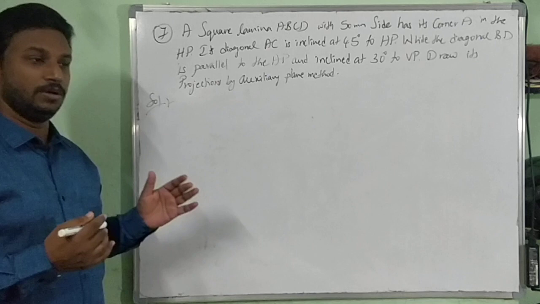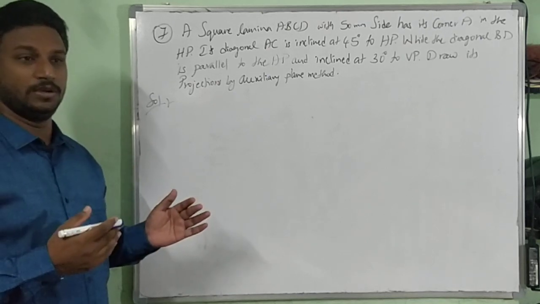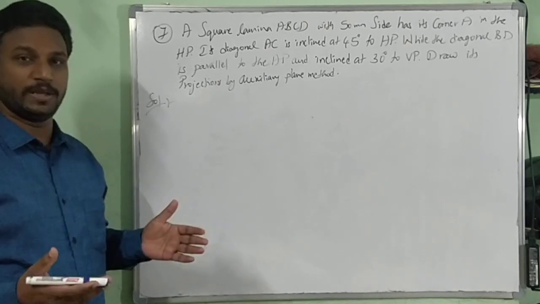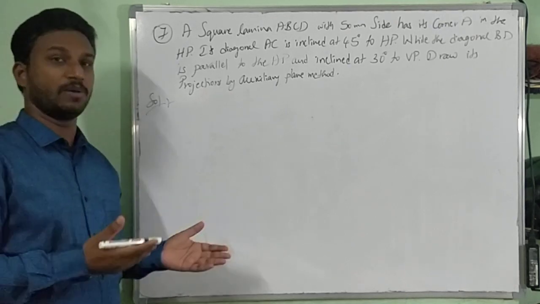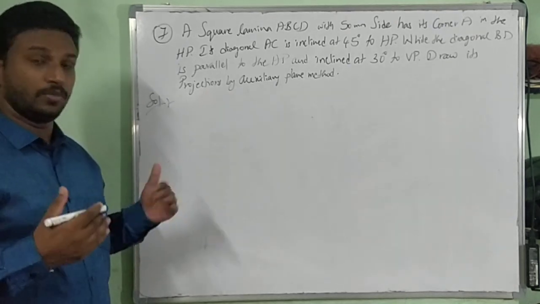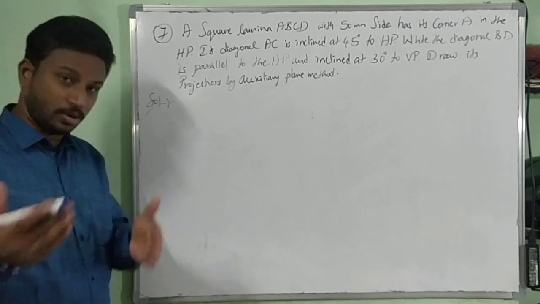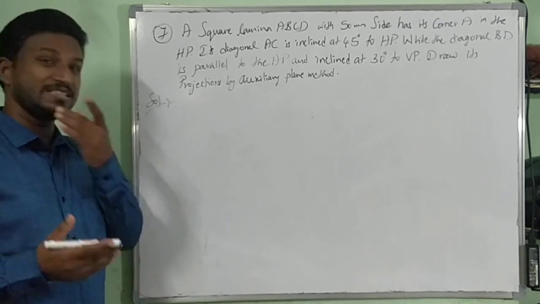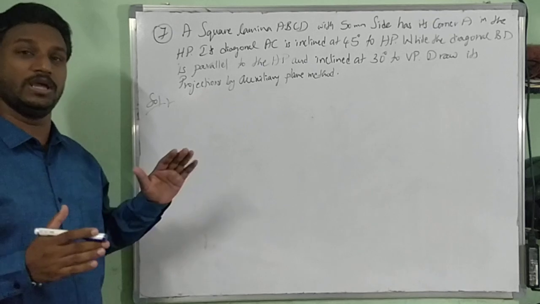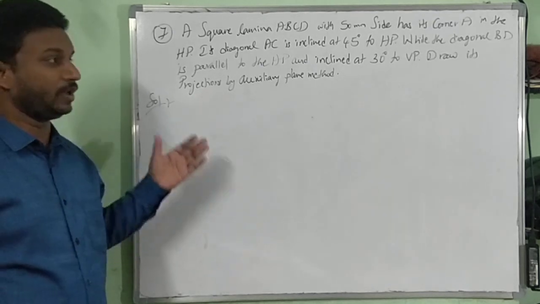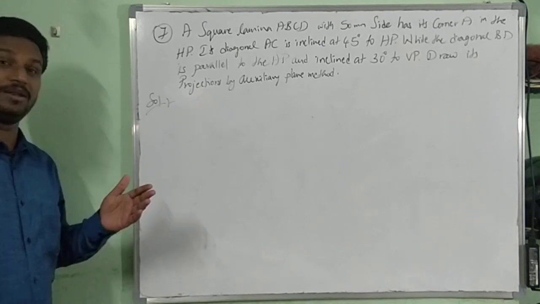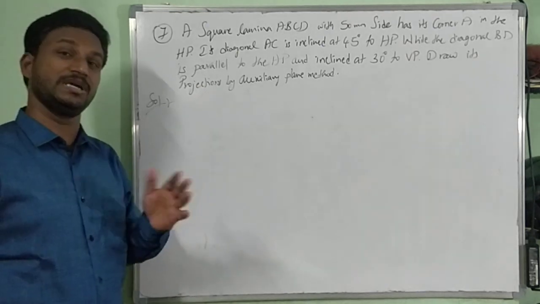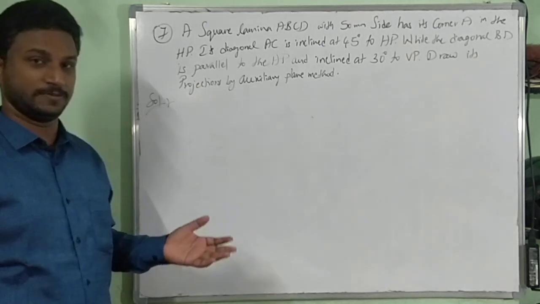Previously we have seen projections of lines by auxiliary plane method, line inclined to one plane and line inclined to both the planes. Same way, in the last couple of problems we have discussed projections of planes by auxiliary plane method, where the plane surface is inclined to only one reference plane. Now coming to the next category, projections of planes where the plane surface is inclined to both reference planes.